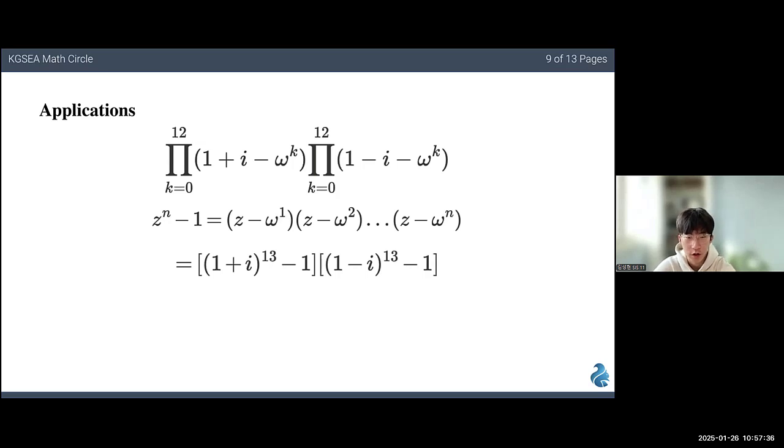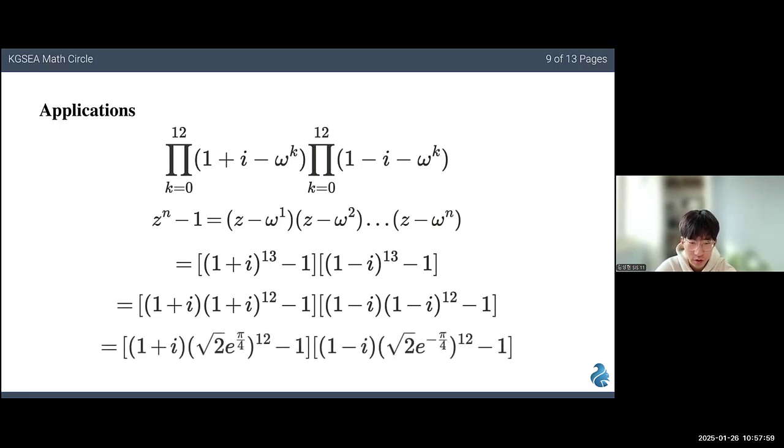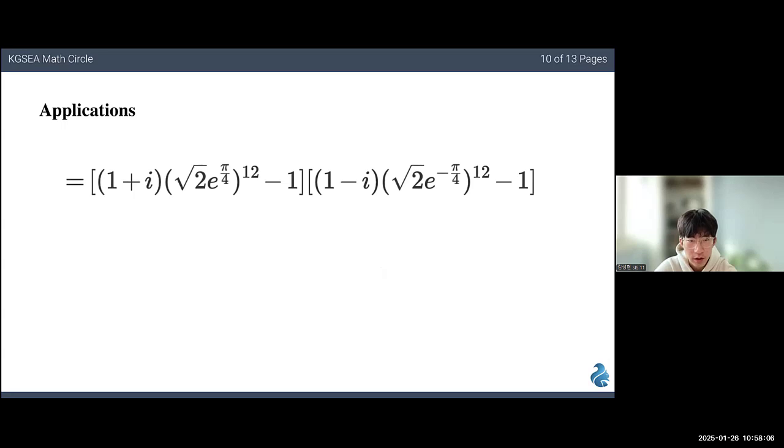And from here, it's pretty straightforward computation. One way to do this is simply by noting that 1 plus i squared is equal to 2i, and then you can just go from there, or we can just take this more systematic approach and compute 1 plus i to the 12th power and 1 minus i to the 12th power, because we note that they are equal to simply root 2 times e to the power of pi over 4 i, to the 12th power. And simplifying this, we get that both of those are actually equal to negative 64.